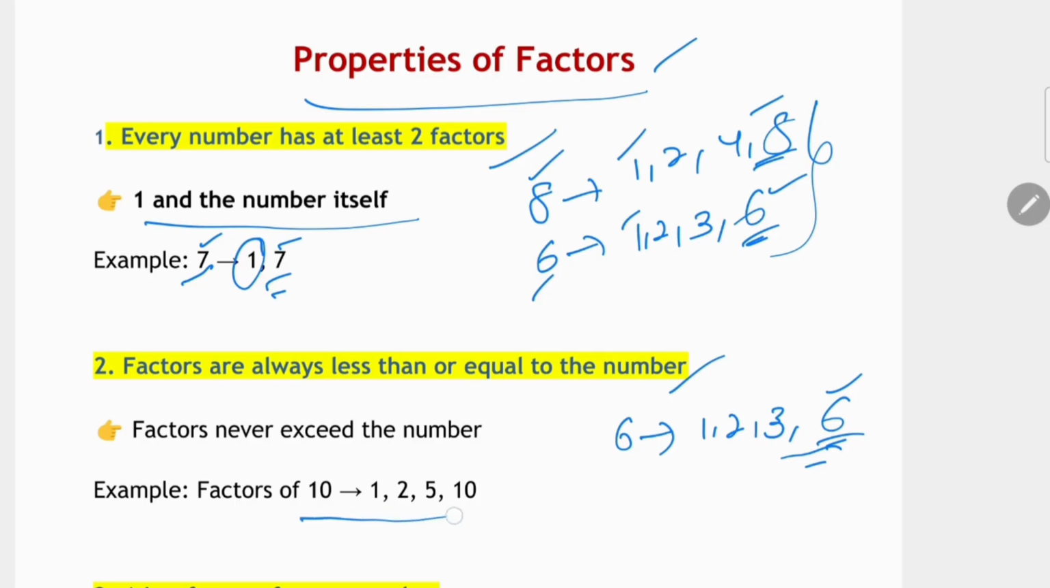Here we observe the factors of 10: 1, 2, 5, 10. What's the highest factor? 10. So 10 is equal to 10. Therefore factors are always less than or equal to the number.